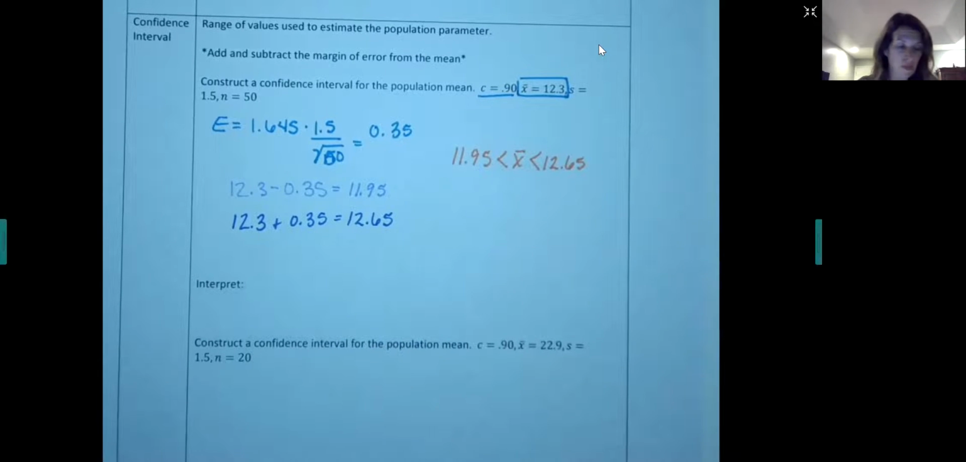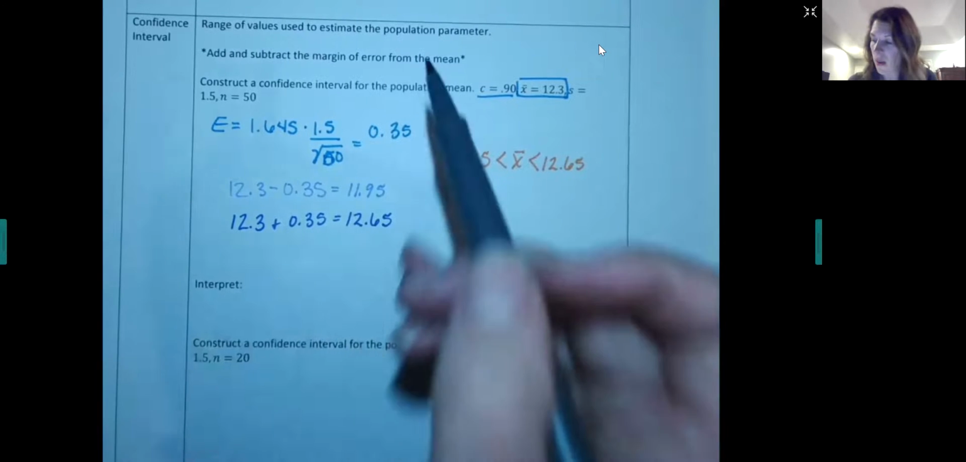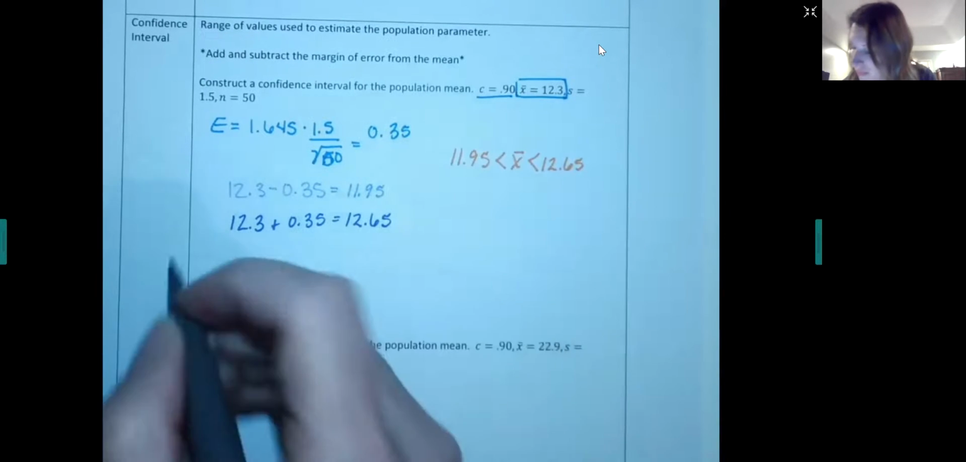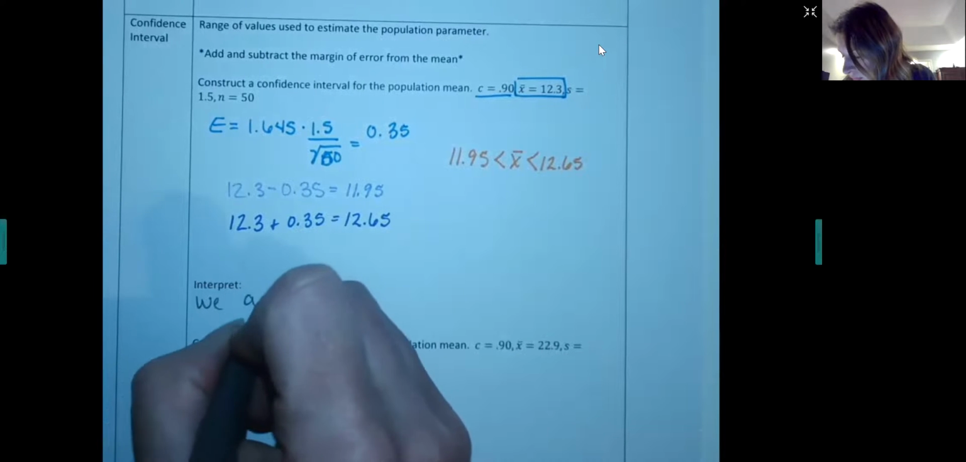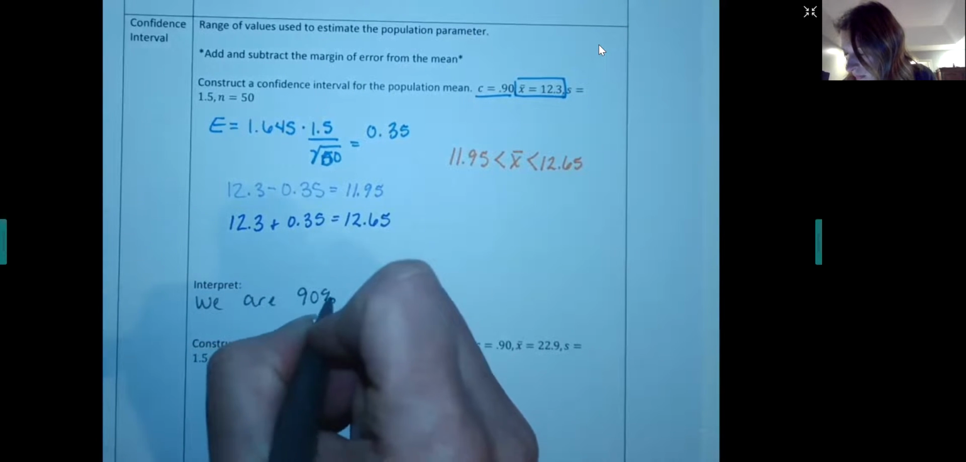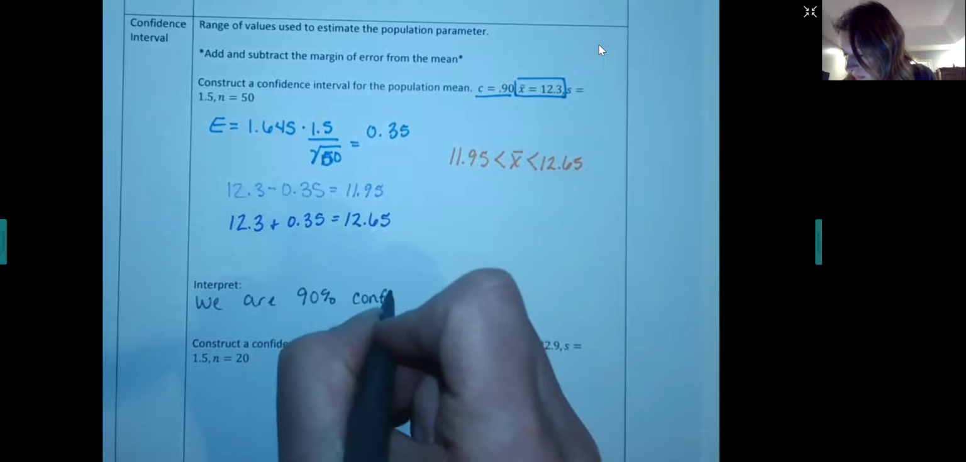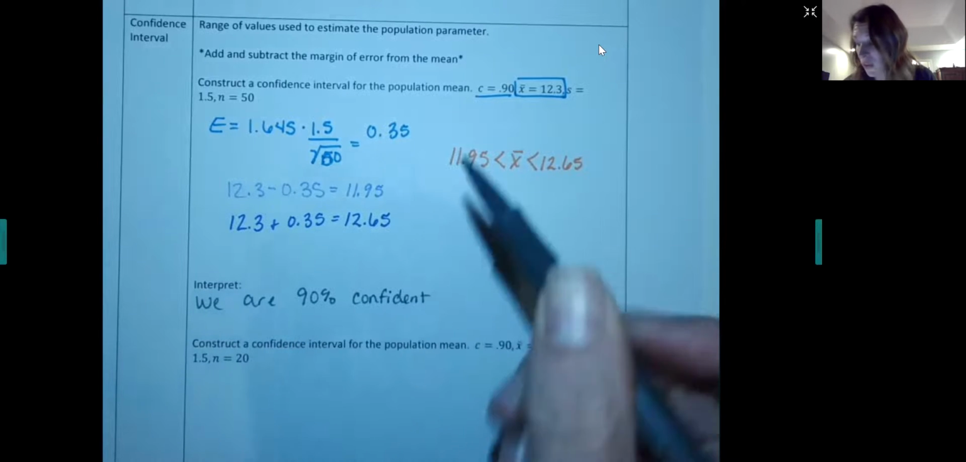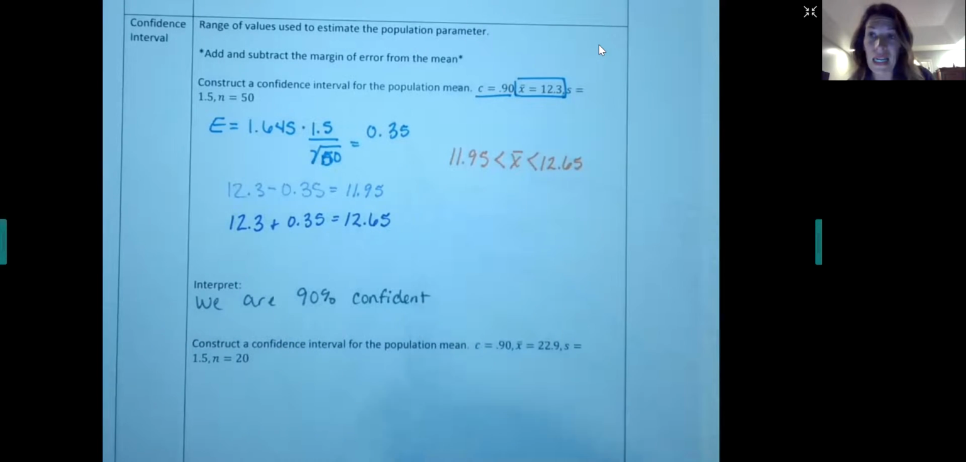And then we have to interpret this. And the reason we're doing it now is because as we build onto story problems, it'll help us understand what's going on. So what this means is that we are 90% confident because of my confidence level. Hopefully you can see that the 0.9 means 90%.